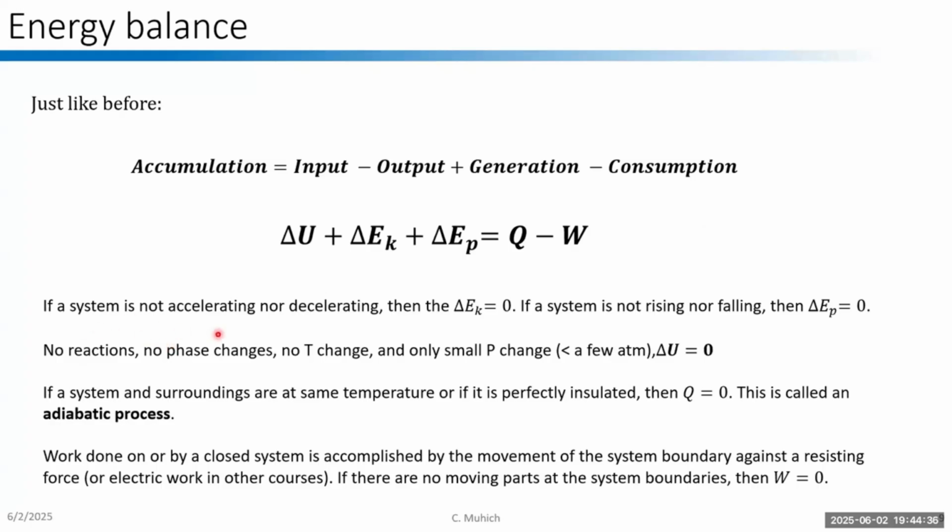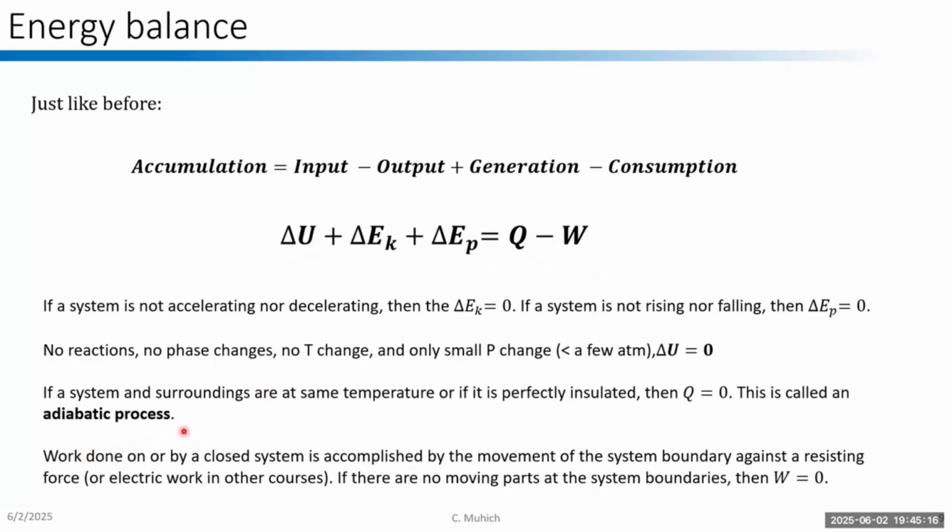Okay, so if our system is not accelerating or decelerating, then our change in kinetic energy is 0. If our material or system is not moving up or down, then the change in the potential energy is 0. If we have no reactions, no phase change, no temperature change, and or only a small pressure change, the delta U is 0. If a system and the surroundings are at the same temperature, or we have perfect insulation, we're going to call this an adiabatic process. So, delta U might not be 0, but Q would be 0.